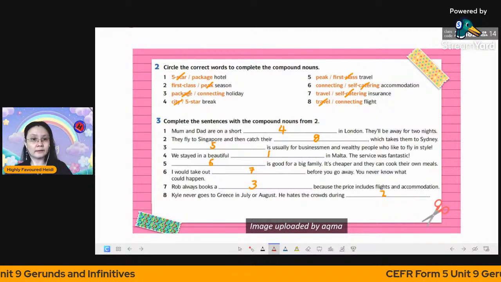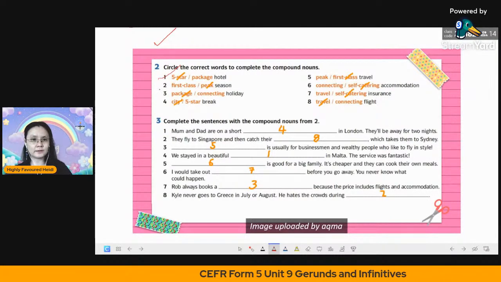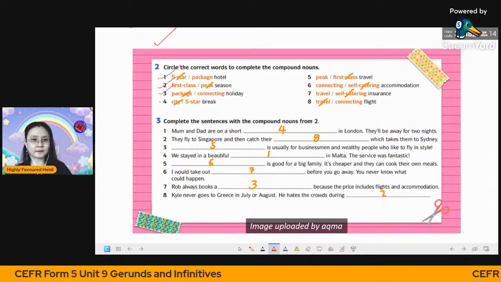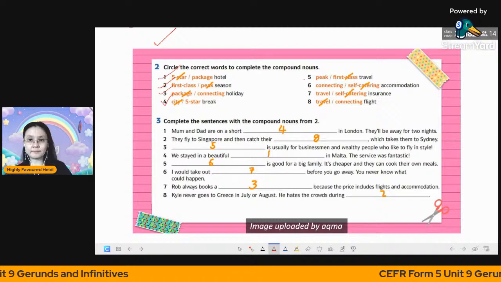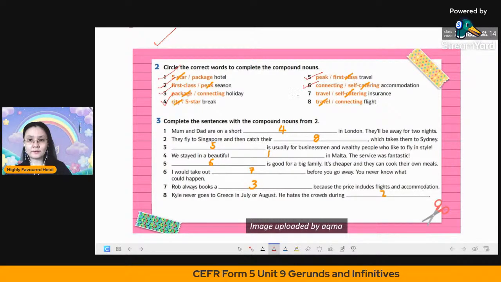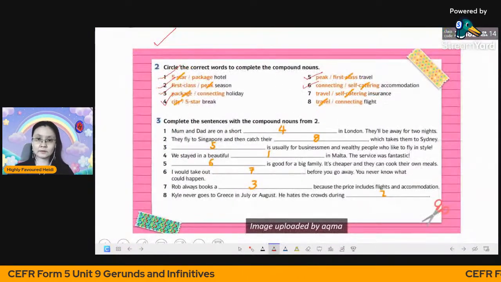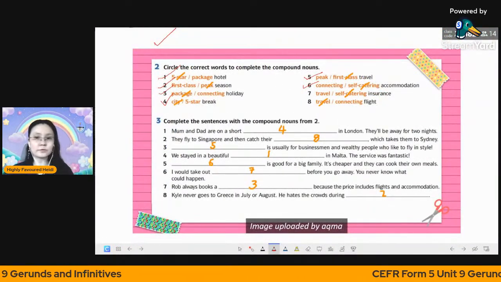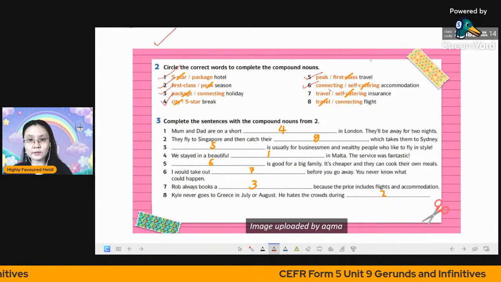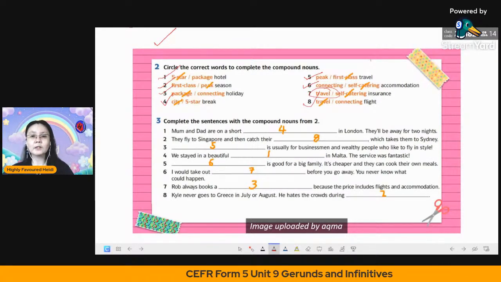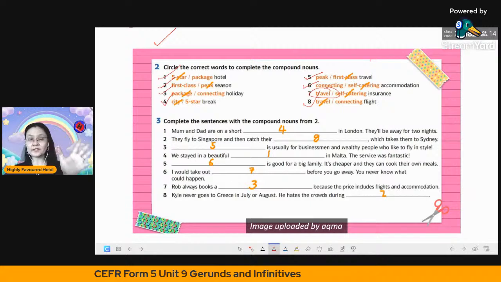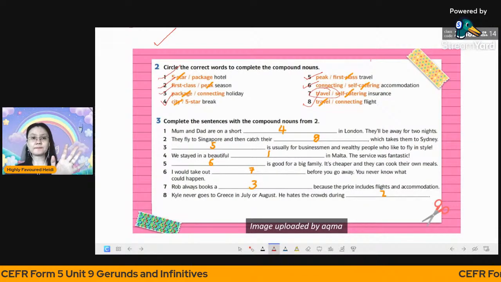Akma's. Yeah, 5-star hotel, correct? Okay, correct. First class, peak season, yes. Package holiday, city break. First class travel, self-catering accommodation, travel insurance. The answer is travel insurance, connecting flight. Okay, 5-star hotel. I think you all know what that is.